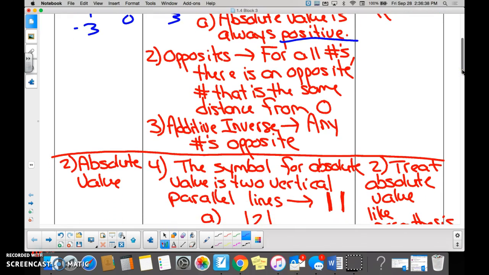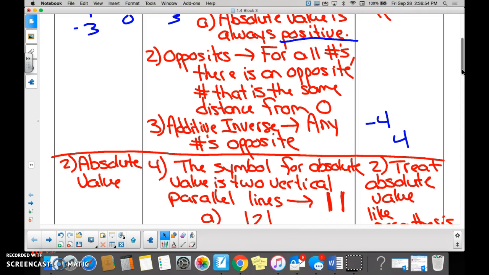Yes. So what is the additive inverse of -4? 4. What is the additive inverse of 4? -4. It's the opposite, right? So the additive inverse of 4 is -4. The additive inverse of -4 is 4.